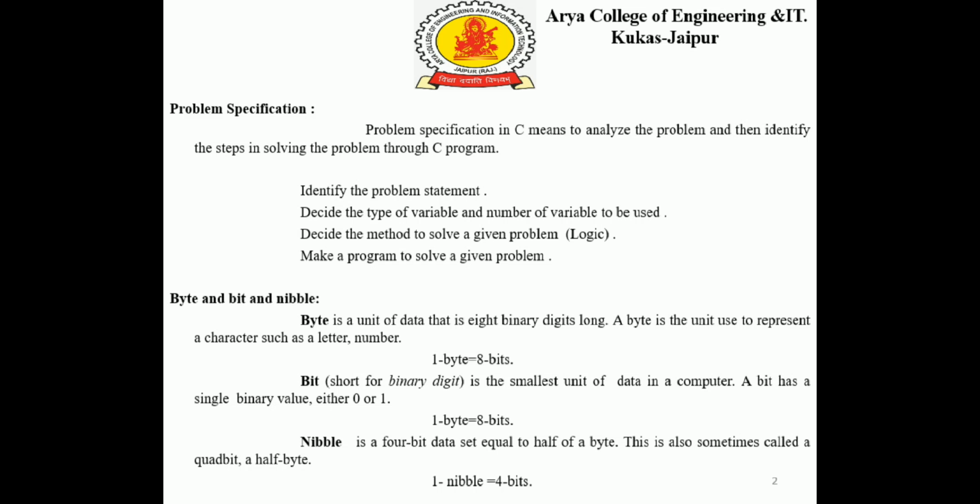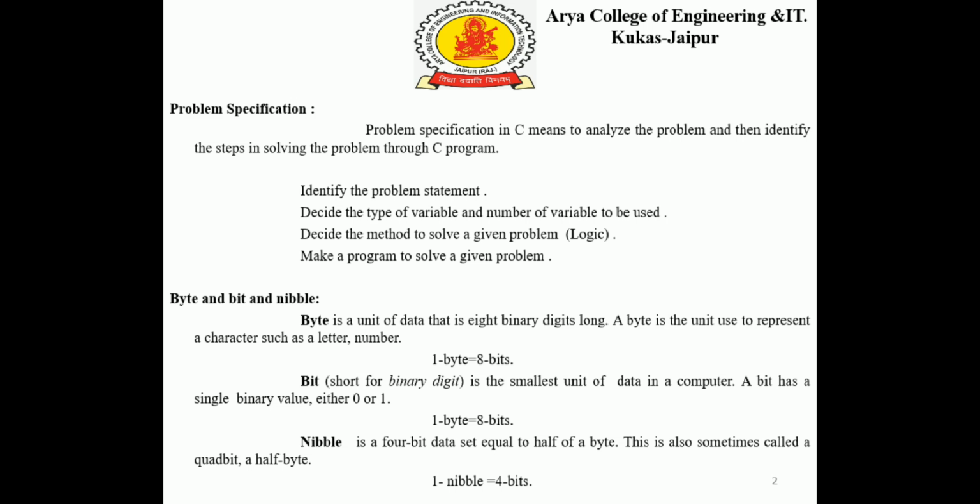So, what are the steps? First step is identify the problem. Second step is identify the variables. Third is to design the logic. And finally, we will be making a program, executing it, and solving the problem. This is how the problem specification works.